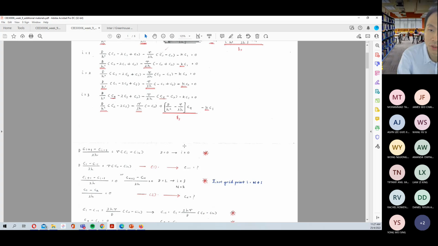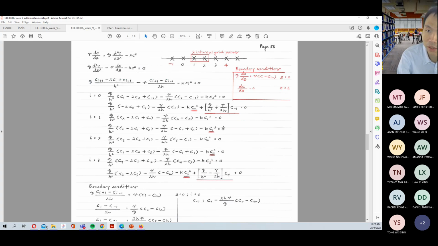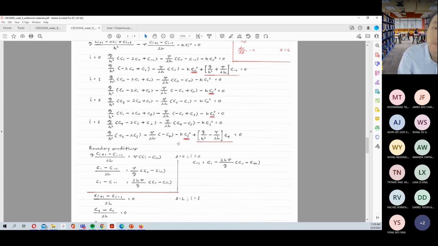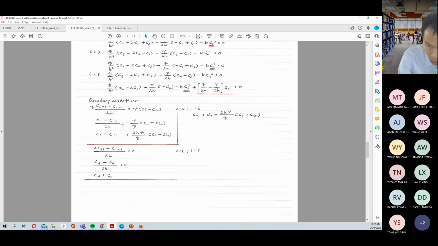Probably you can go into my additional materials to check. As you can see, this one is the second order. And if you take the simplest case, where you use 2 internal grid points, you have 4 different equations. And then this one is basically showing you the conversions of the boundary conditions.